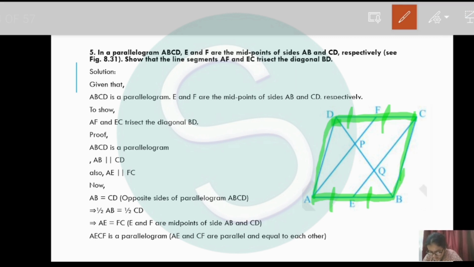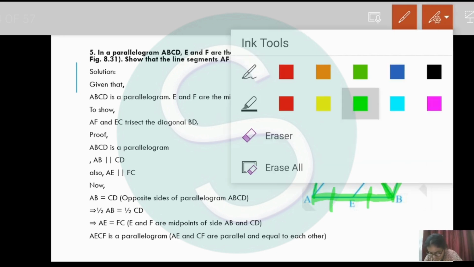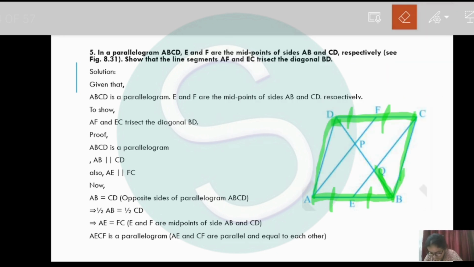Also हमें ये प्रूव करना है कि AF and EC trisect the diagonal BD. इसका मतलब ये हुआ कि जो BP है वो PQ के इक्वल है एंड QB के इक्वल है, दैट इज ये तीनों ही parts इक्वल हैं, QB, PQ और BP. ये हमें प्रूव करना है. सो हम कैसे प्रूव करेंगे?